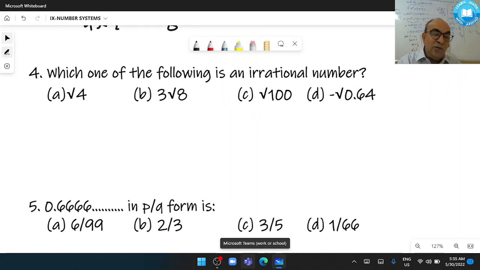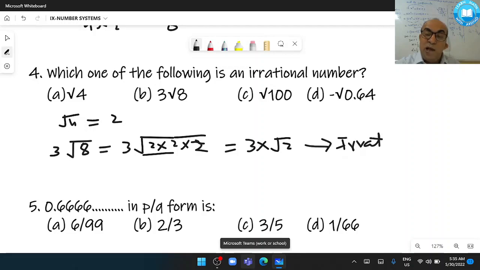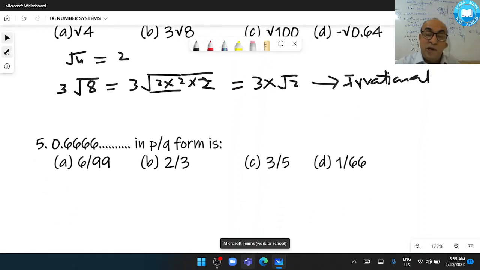So see, square root 4. Square root 4 equals 2. 3 is square root 8. So this can be written as: factorize 8, 2 into 2 into 2. This pair is completed, so 3 into 2, this is 2, and one 2 will be inside. So here you are not going to get the square root of the given number as a whole number or an exact terminating decimal. So this number is irrational. So we got the answer, so no need to check the remaining choices.